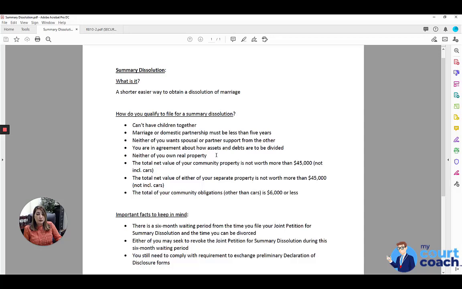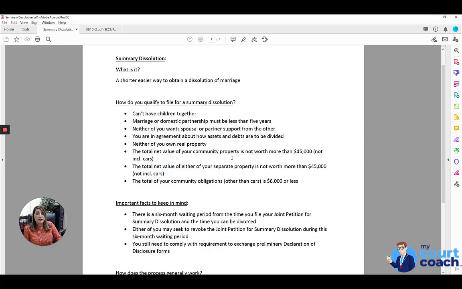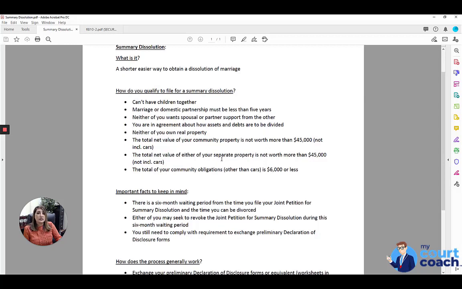Neither of you can own real property. The total value of your community property cannot be worth more than $45,000. And this is the net value, meaning that you take the fair market value of your assets and deduct what's owed on them. And that balance has to be $45,000 or less. This does not include the value of your cars. The total net value of either of your separate property belongings cannot be worth more than $45,000 either. And again, that's not including cars. The total value of your community obligations, your debts, other than cars, has to be $6,000 or less. Provided you meet all these qualifications, then you can file for a summary dissolution.